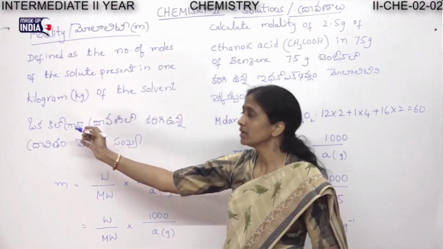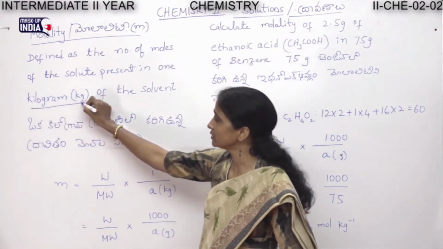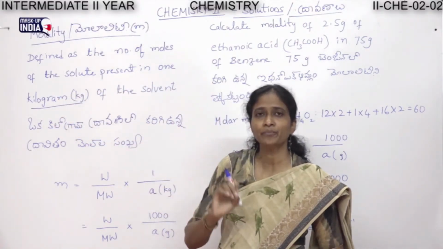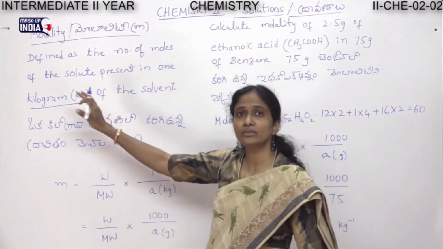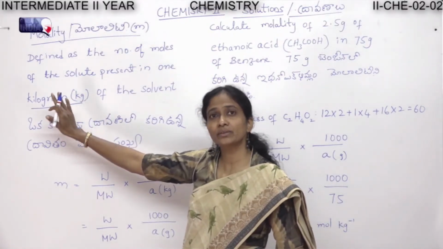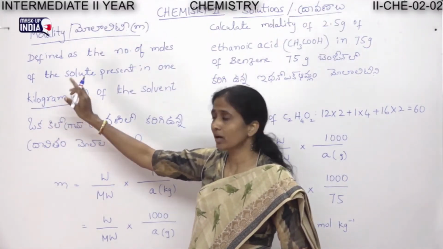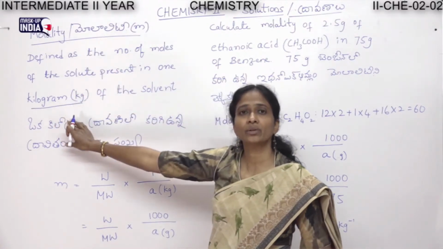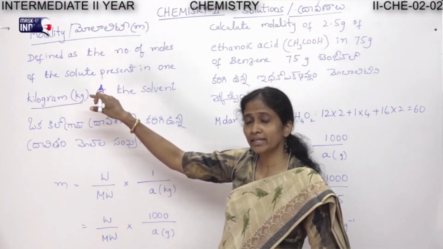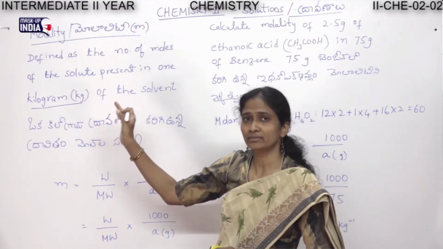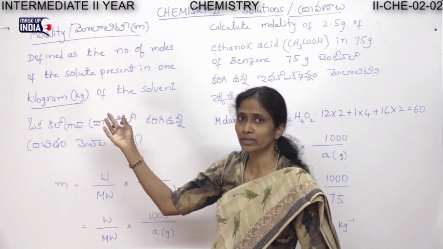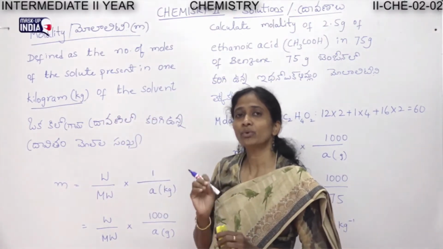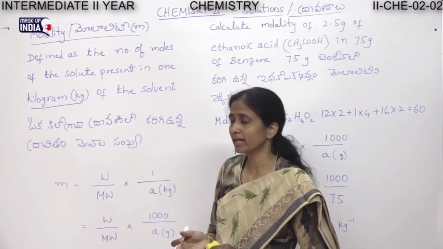So here we can notice the difference is kilogram. When we discussed molarity, it was about liter, and now it is kilogram. So in molality we say kilogram, and in molarity we say 1 liter. Liter and kilogram. That is the main difference between molality and molarity.